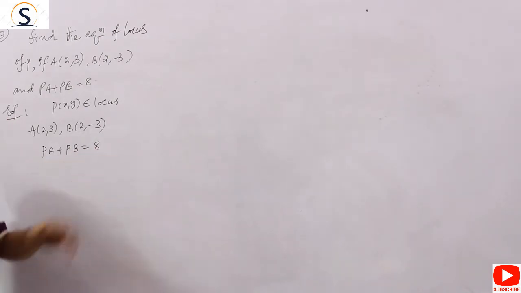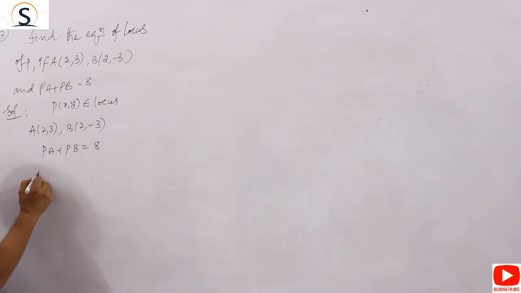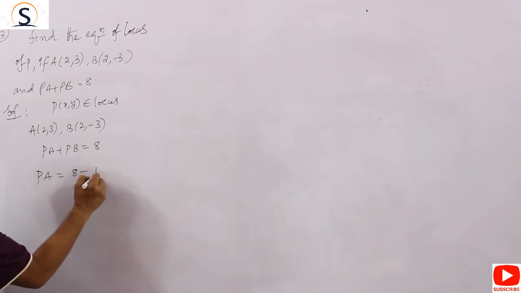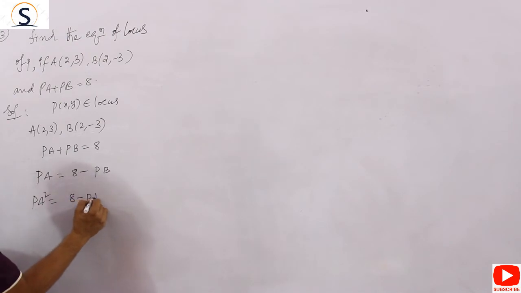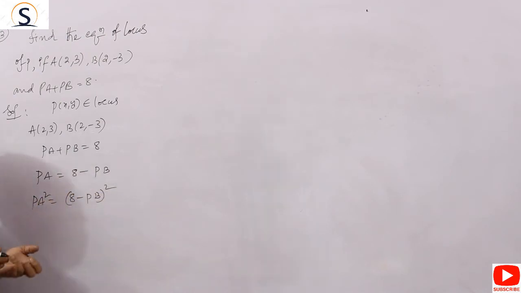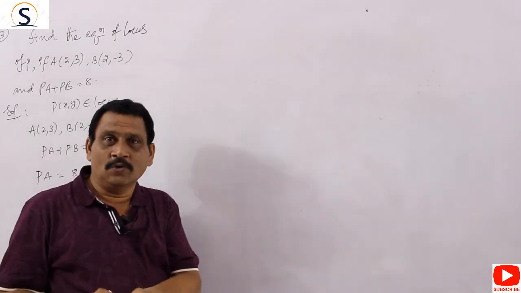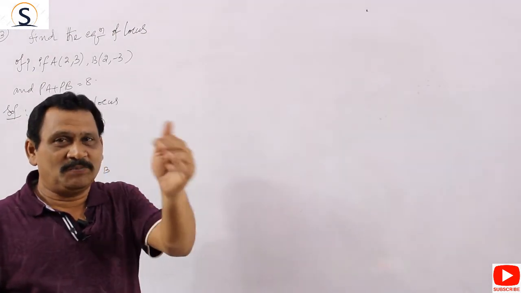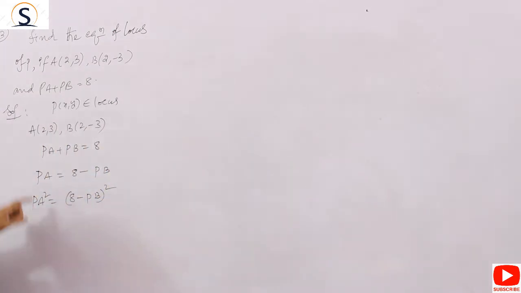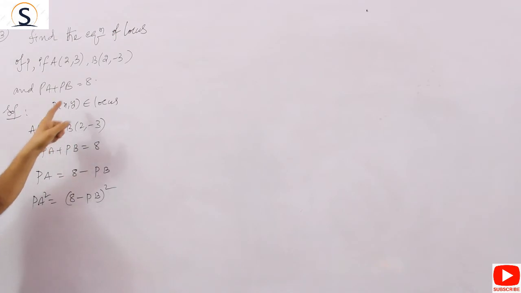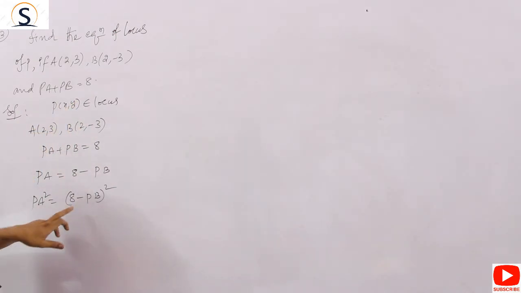PA plus PB is equal to 8. Now I can write PA is equal to 8 minus PB. Right? So PA square is equal to (8 minus PB) whole square. I want to square because I want to write the distance from P to A without the square root. So PA square means the distance from P to A: x minus 2 whole square plus y minus 3 whole square. Here it is A minus B whole square.